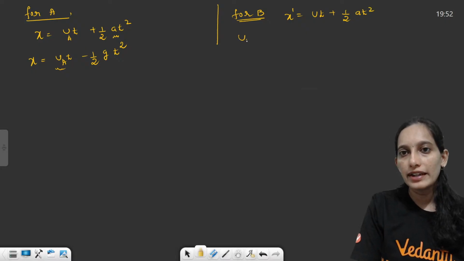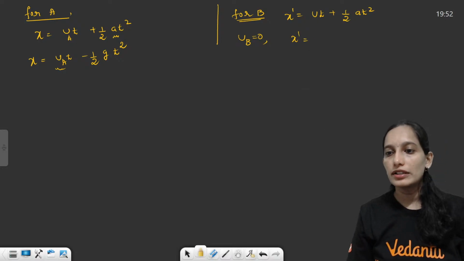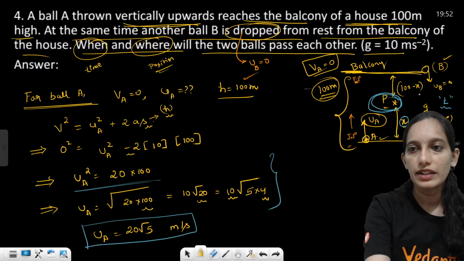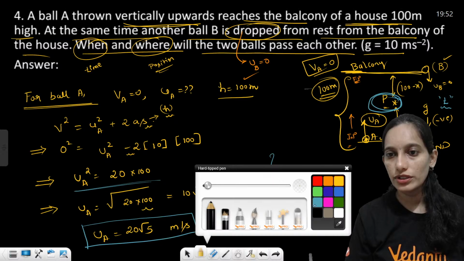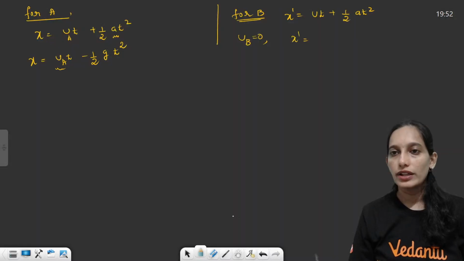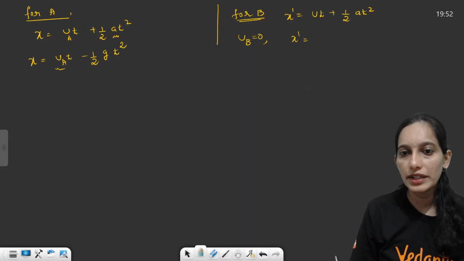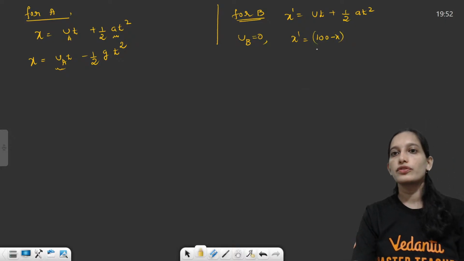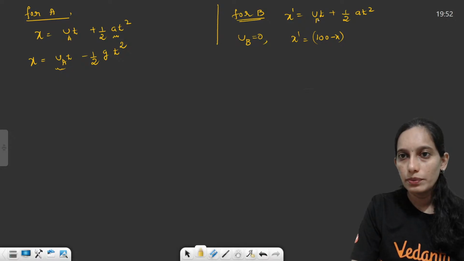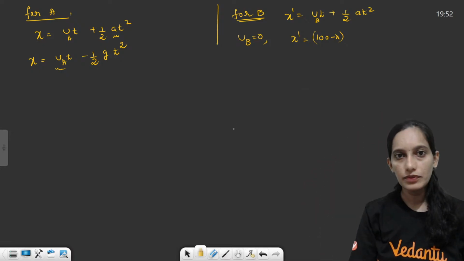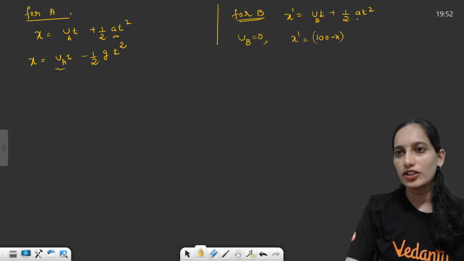For ball b, ub is 0, and this x dash, in that particular time, how much is the distance traveled? That is equal to 100 minus x. Correct? So in the same time, ball b has traveled 100 minus x distance. So x dash will be equal to 100 minus x. Okay, so this is what we should know. Here ub will be 0, that is, it is just dropped from the balcony. Again acceleration due to gravity is minus g.